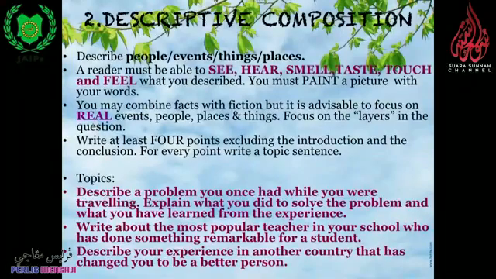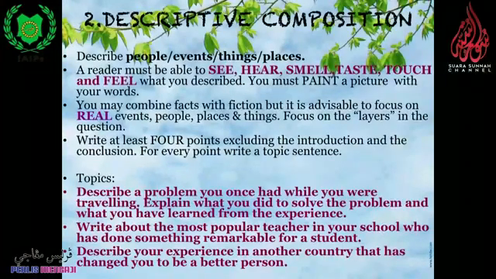Describe a problem you once had while you were traveling. Explain what you did to solve the problem and what you have learned from the experience. This is what I meant by layers in the question. First is describe a problem. That is only one problem. Okay? While you were traveling, the second layer. The third layer, explain what you did to solve the problem. And then what you have learned from the experience. There are 4 layers in the question. All must be included. Okay?